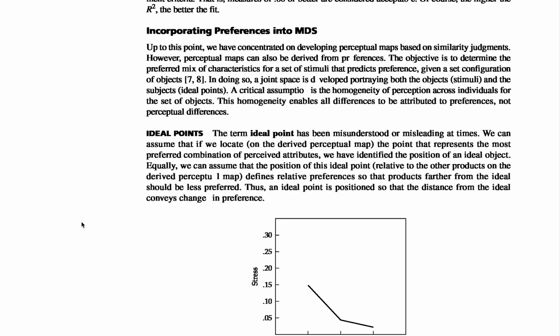Incorporating preferences into multidimensional scaling: up to this point we have concentrated on developing perceptual maps based on similarity judgments. However, perceptual maps can also be derived from preferences. The objective is to determine the preference mix and the characteristics of the set of stimuli that predict those preferences, given the set of configurations and objects. In doing so, a joint space is developed that portrays both the objective and the subjective ideal points. A critical assumption is the homogeneity of the perceptions across individuals for the set of objects. The homogeneity enables the differences to be attributed to preference, not perceptual differences.